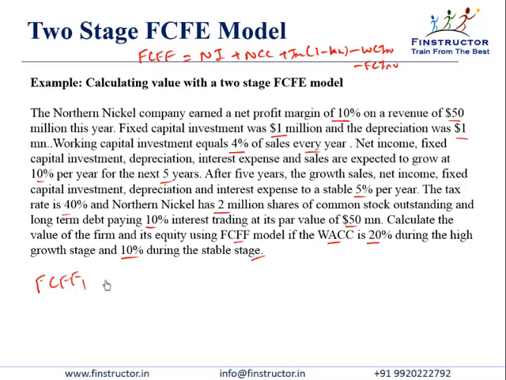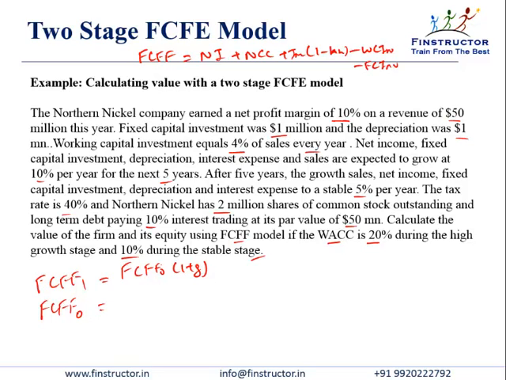Now in the next year, the net income will be the previous year's net income growing at 10%. So the question says that net income, fixed capital, debt, everything is going to grow at 10% for the next 5 years. So in fact, a better way probably would be to first calculate FCFF0 and then project FCFF1 as FCFF0 into 1 plus G.